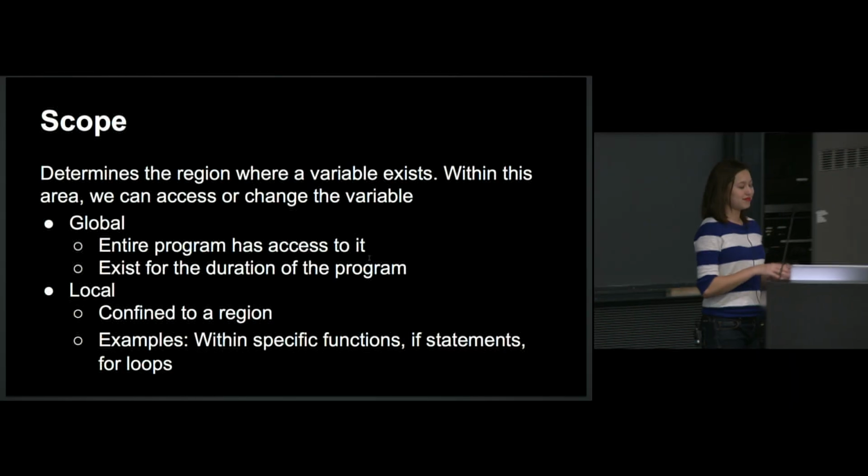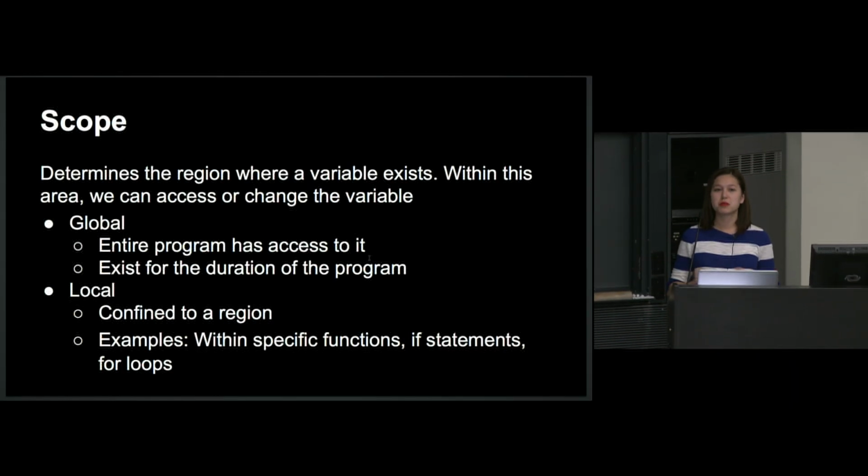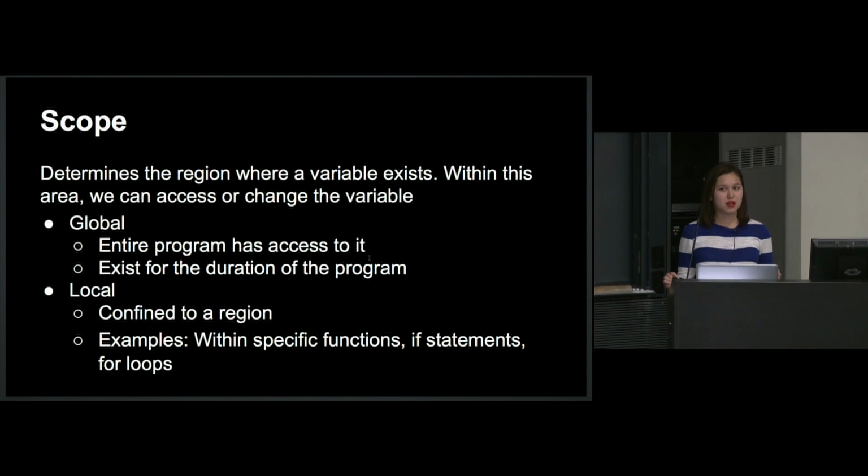If you tried to access it elsewhere, your compiler would yell at you and be like, what are you trying to do? This doesn't exist. So that's the two different types of scope. Does that make sense to everyone?